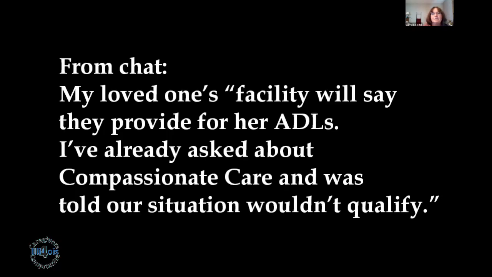Her facility is going to say they provide all the assistance her daughter needs with ADLs, which is activities of daily living. Dressing, bathing, feeding, grooming, all that is considered an ADL. Just because they provide it doesn't mean they are the only ones that can. And she is going to benefit greatly by you doing it over them. Yes, and that's what you have to show.